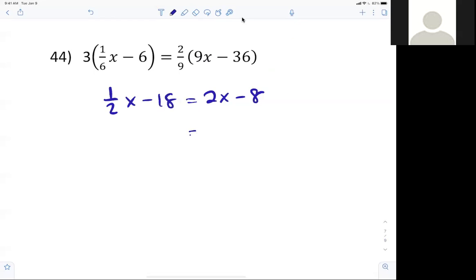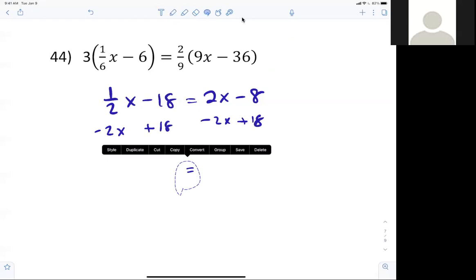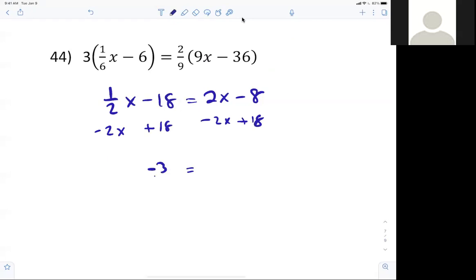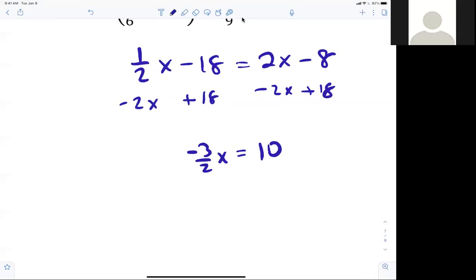Minus 2x to the left. Okay. Plus 18 to the right. Good. Then it's -3/2 equals. Okay, now let's review. Why did we get -3/2? Because 2 is how many halves? 4. That is correct.